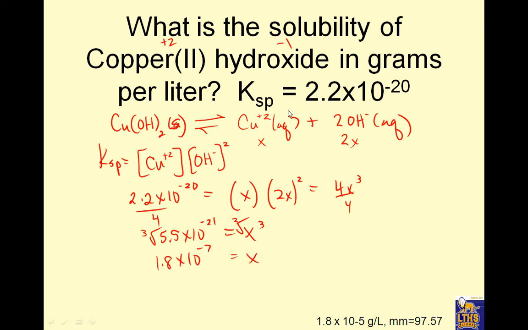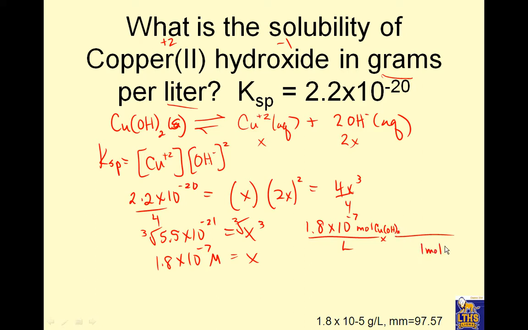But what is this? Well, these are concentrations in here. So this is molarity. So that's moles per liter. So then we need to take the 1.8 times 10 to the negative 7th moles for every 1 liter. And we just need to change those moles into grams so that we get grams per liter. So, what are we talking about? Copper hydroxide, copper 2 hydroxide.